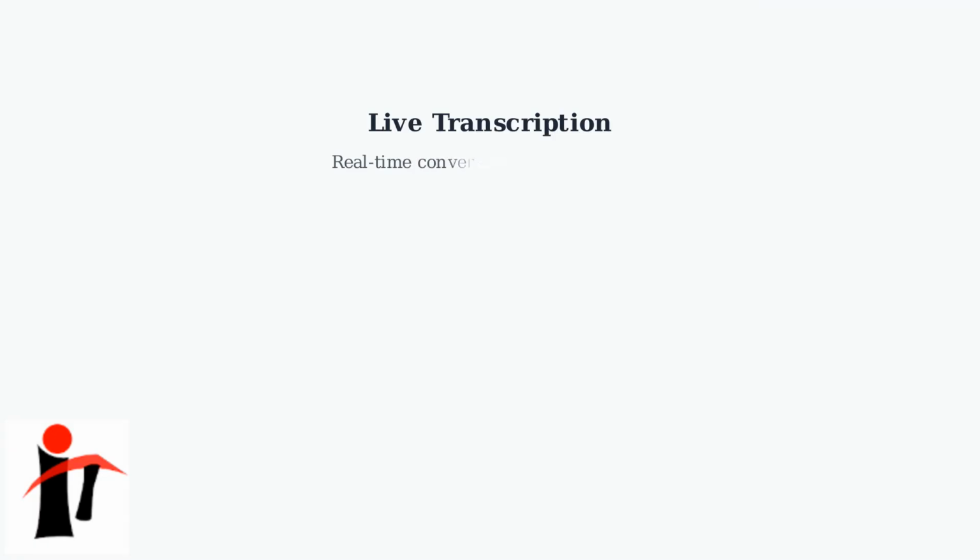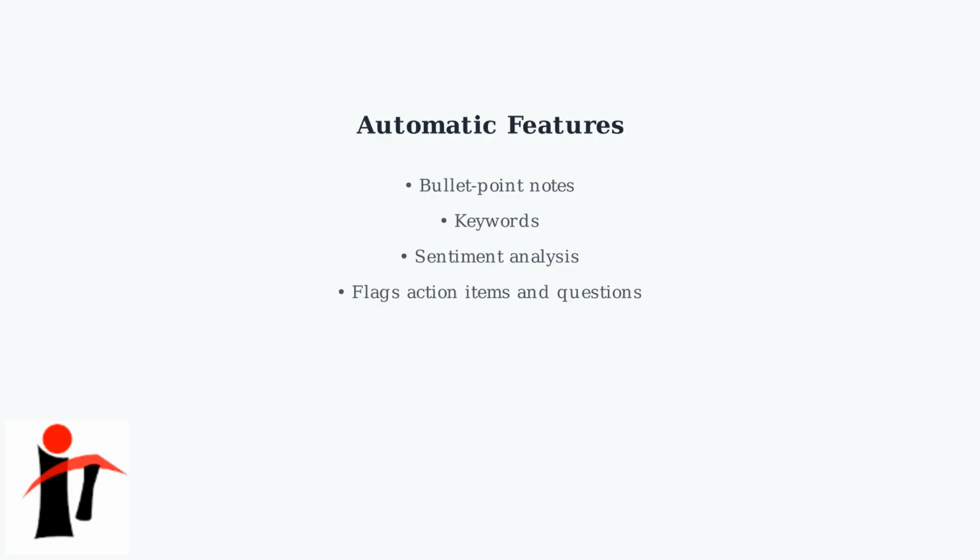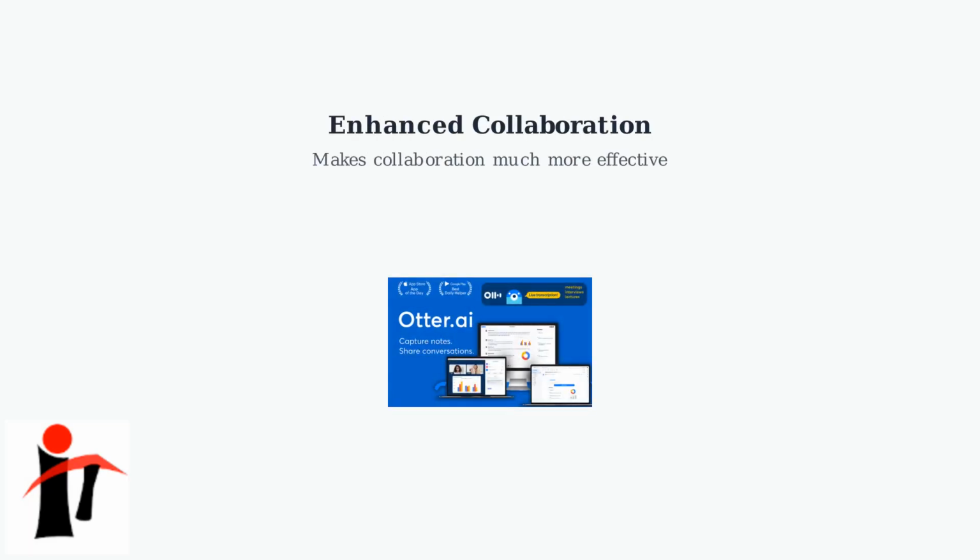This feature provides real-time conversion of audio to text with up to 95% accuracy for clear speech. Otter.ai automatically generates bullet point notes, keywords, and even sentiment analysis, flagging action items and questions. All of this makes collaboration much more effective.